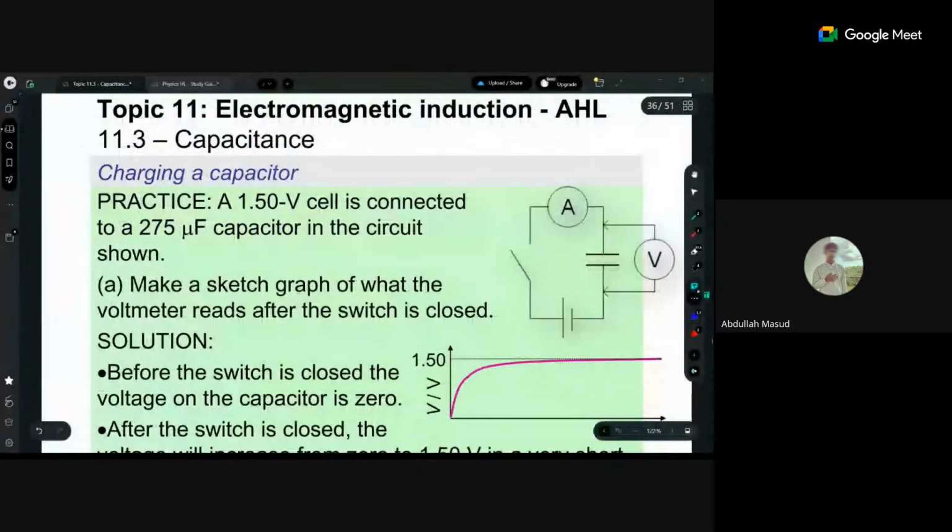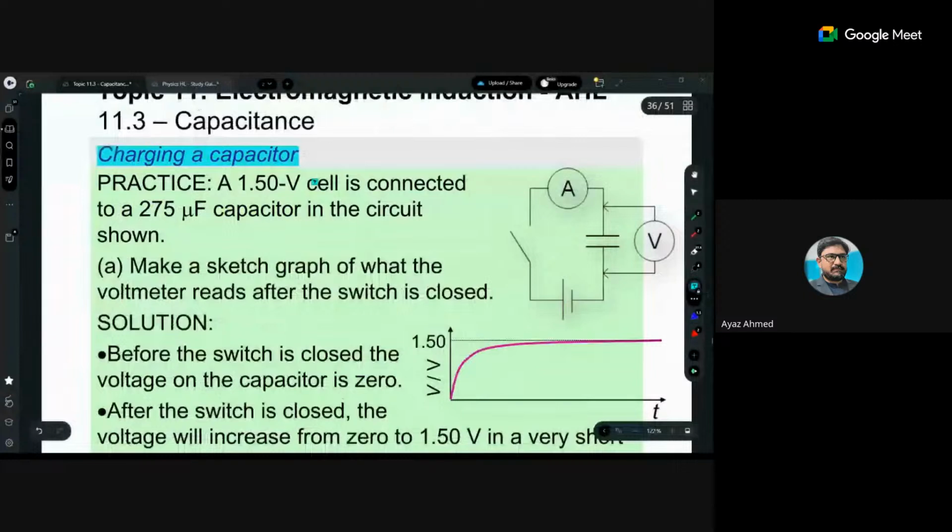Charging capacitors. So when we have capacitors, as I told you, capacitors store the energy. So when they store the energy, that process is called charging of the capacitor, right? What do we call it? We call it charging of the capacitor, storage of energy of the capacitor.